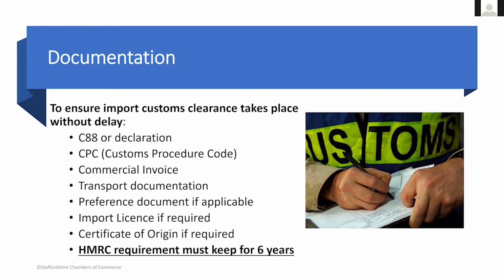So other documentation required for import includes the commercial invoice from your supplier, any transport documentation such as the bill of lading, if the shipment is by sea, or airway bill if by air, and the preference document such as an EUR1. This will enable you to pay a reduced or nil amount of duty as the goods have come from a preference country, which we talked about earlier. Your goods will be cleared without this document, but if there's no document, you'll have to pay the full amount of import duty. Other documents such as import license and certificate of origin are also required. And finally, you'll have to keep the documentation for 6 years to be customs compliant. So can we have the next slide, please?